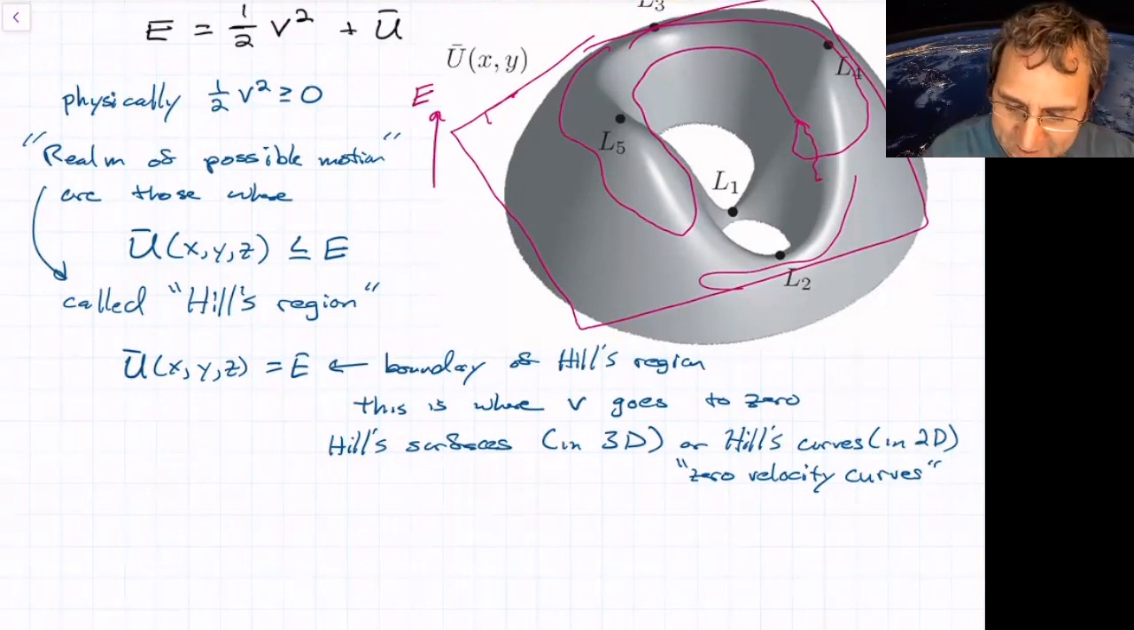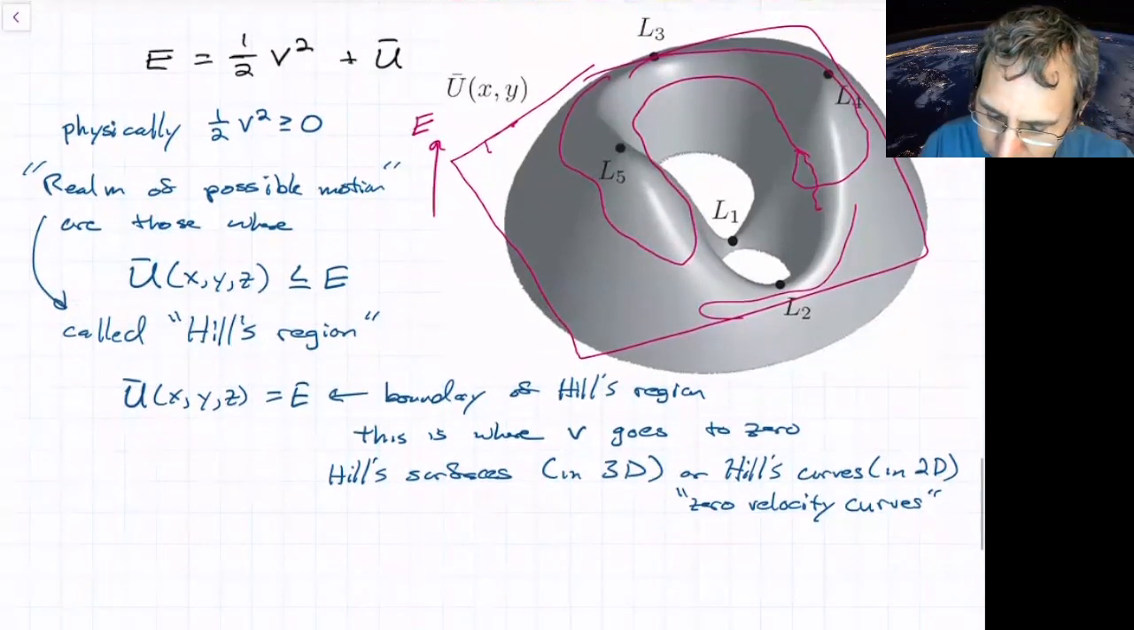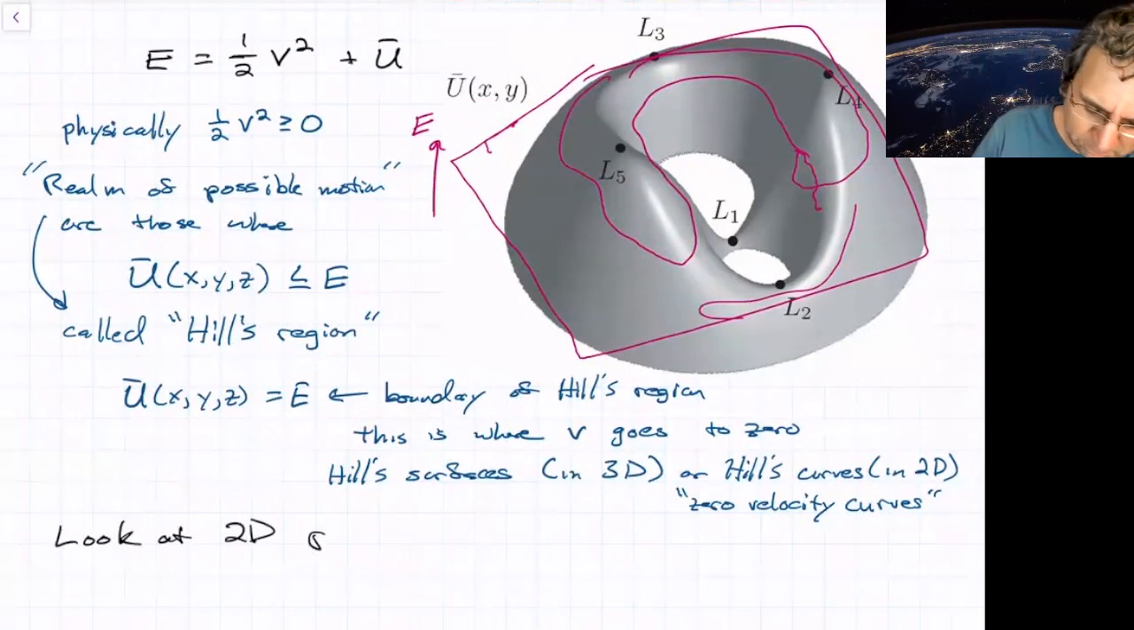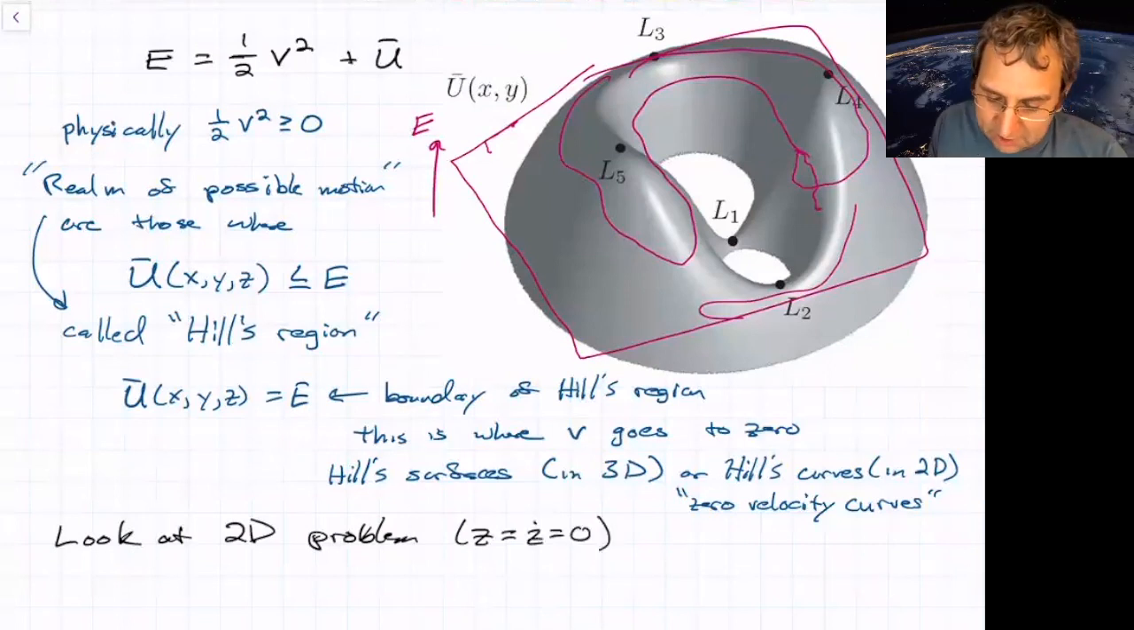Let me show some cases of this. Because there are critical points on this surface, it's interesting to look at cases. First, let's just look at the 2D problem. So that means z is 0 and z dot is 0. And that's okay. It's called an invariant surface, because if you start in the xy plane, with no z component and no z dot component, you will stay in the xy plane mathematically.